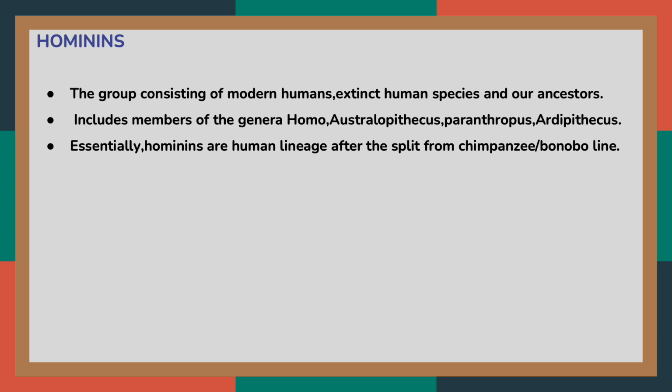Now the term hominin consists of the group of modern humans, extinct human species and our ancestors. It includes the members of genera Homo, Australopithecus and Paranthropus. Especially, hominins are the human lineage after the split from the chimpanzee and bonobo line.